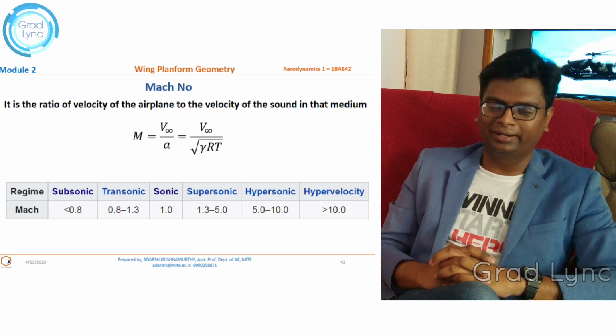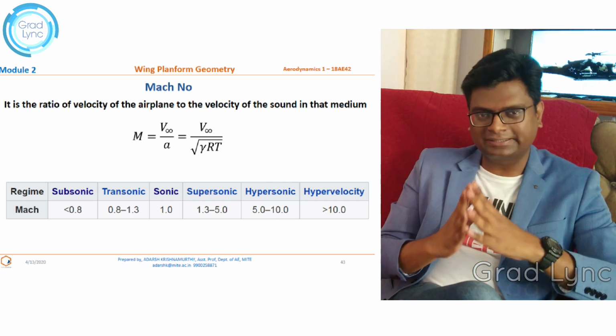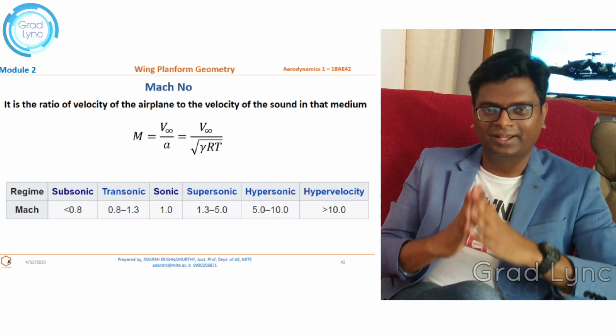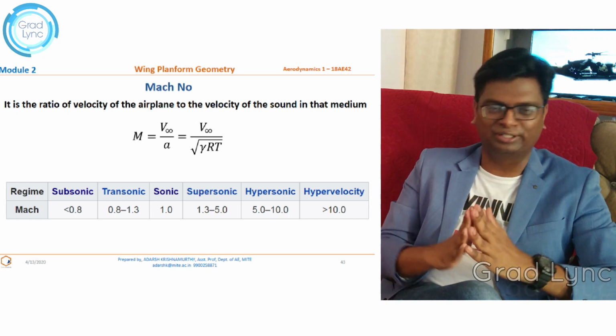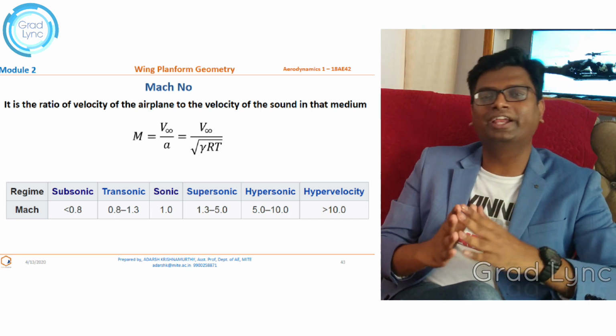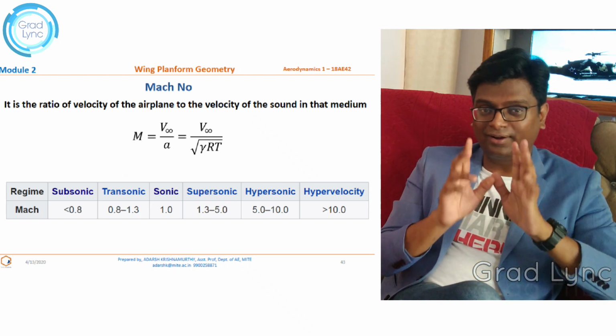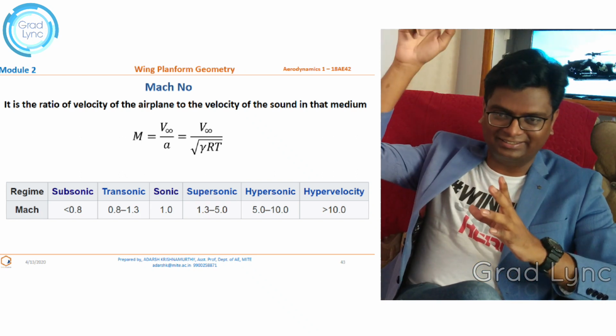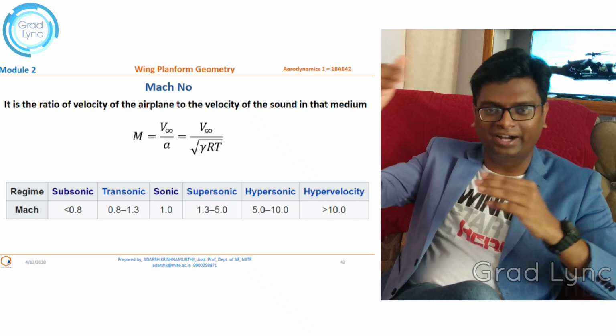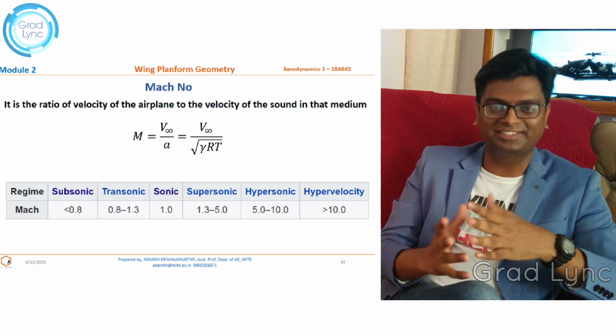Right? So it means that the spacecraft is moving 25 times the speed of sound at that atmospheric temperature. The speed of sound is not at sea level, it is the speed of sound at the atmospheric altitude at which the spacecraft is entering.